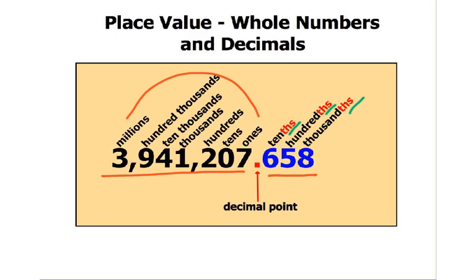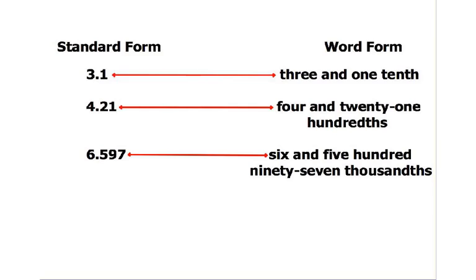In between your decimals and your whole numbers, we have the decimal point, and we always want to say the word "and." Sort of like $5.18. Right. So here are just 3 quick examples: 3 and 1/10, 4 and 21 hundredths, 6 and 597 thousandths.